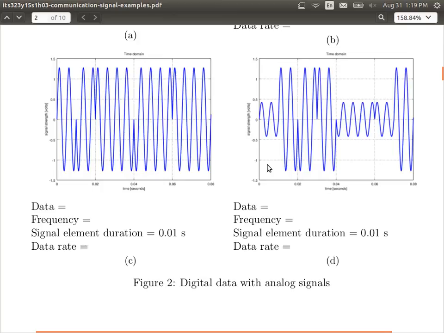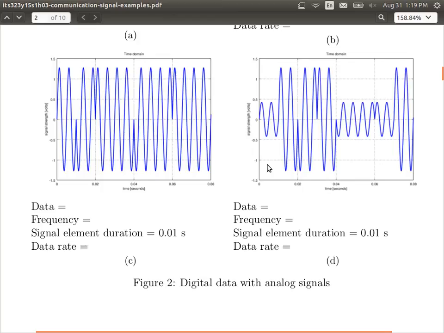Then in example D, what data rate did we get? 200 bits per second. Because even though we have the same signal element duration and the same signal frequency, what we did differently is we said we have a different encoding technique. We said there are four different shapes. We had a phase of zero and a small amplitude, a phase of zero and a high amplitude, a phase of pi over 2 such that it went down first and a high amplitude, and a low amplitude and phase of pi over 2. We had four different signal elements to represent our data.